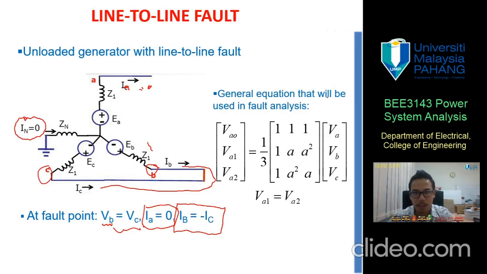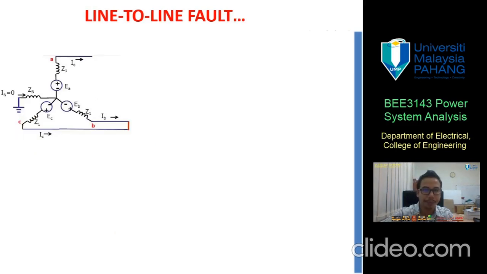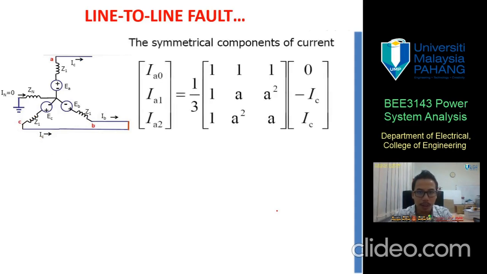So basically this is the general equation that we use in the fault analysis. You always see it many times. And then the positive and the negative sequence of VA are the same value, which is VA1 equals VA2. So what should we do? Basically, the symmetrical components of the currents: IA0, IA1, IA2, and like I told you, IA already was 0.